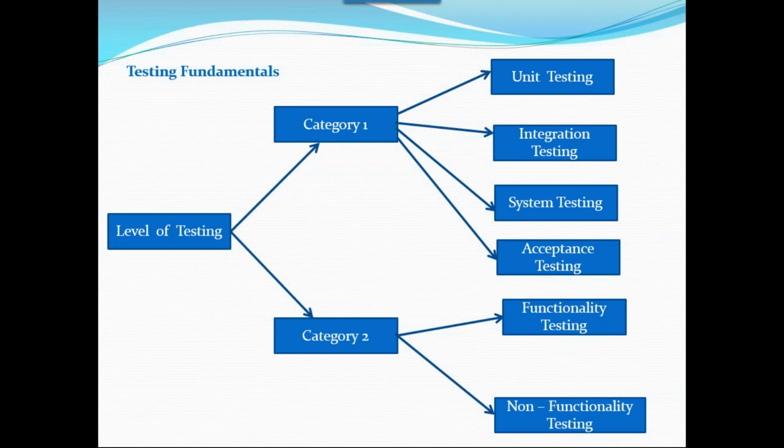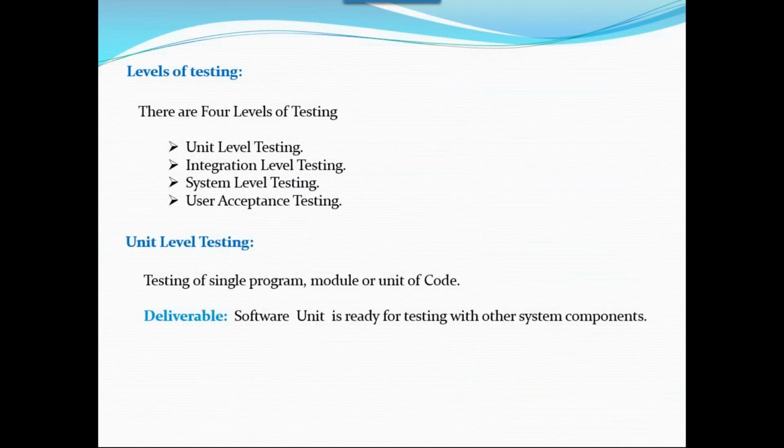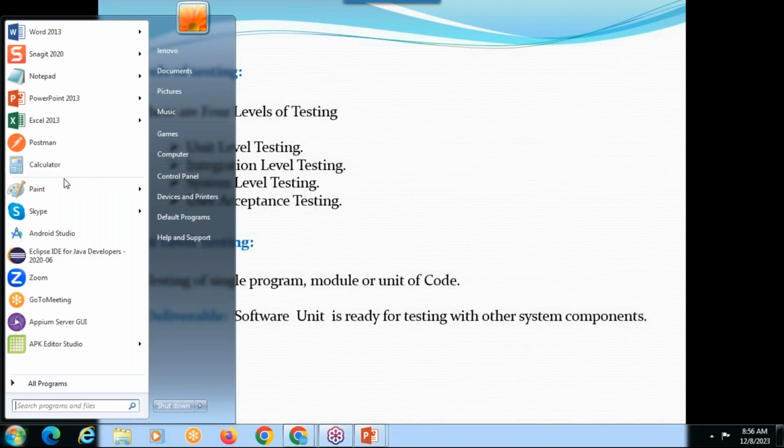What is unit testing? You know, right? What is the meaning of unit testing? Unit testing means white box testing, sir. Yes, correct. The testing of a single program or a module or a unit of code, we can call it unit level testing. The software unit is ready for testing with other system components.